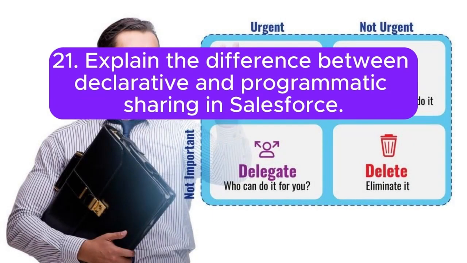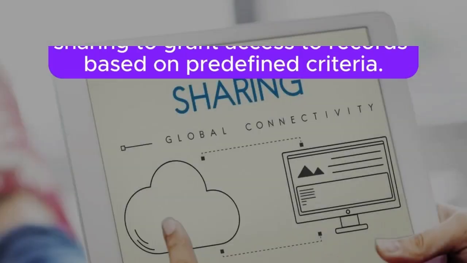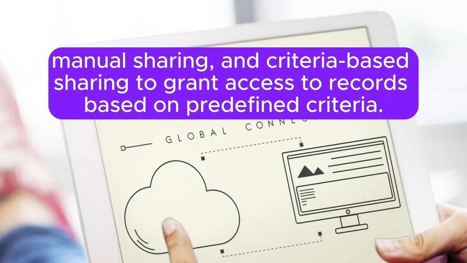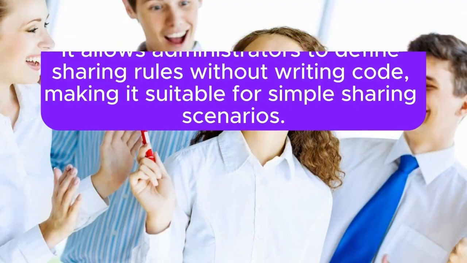21. Explain the difference between declarative and programmatic sharing in Salesforce. Answer. Declarative sharing in Salesforce involves using point-and-click tools like sharing rules, manual sharing, and criteria-based sharing to grant access to records based on predefined criteria. It allows administrators to define sharing rules without writing code, making it suitable for simple sharing scenarios.